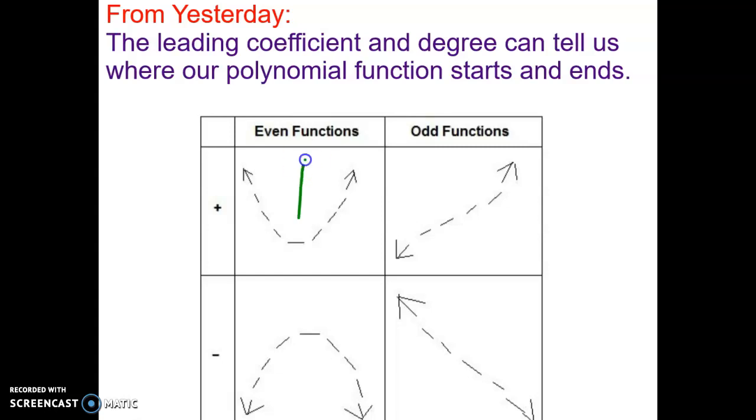Remember that as you would draw these in, this one would go from quadrant 2 to quadrant 1, and so on. If it's odd, it's kind of like a line. An odd function that's positive goes up, so it would go from quadrant 3 to quadrant 1. And if it's an odd that goes down, it would go from quadrant 2 to quadrant 4. So again, you just think about if it's a parabola shape or a line shape, and if it's going up or down.